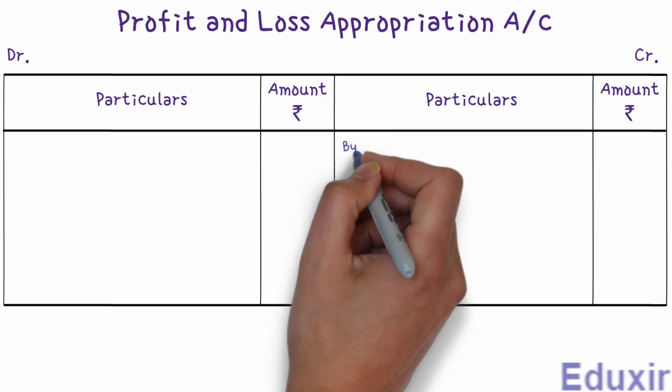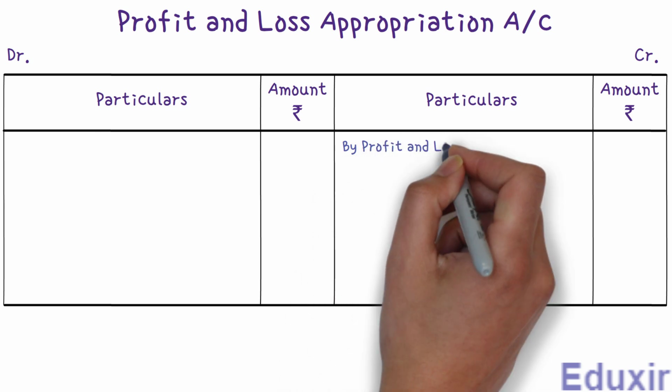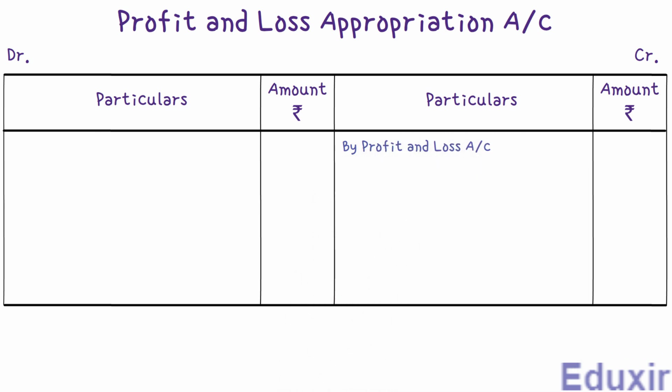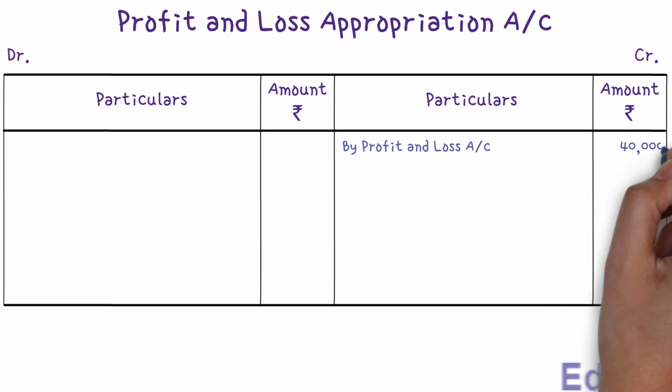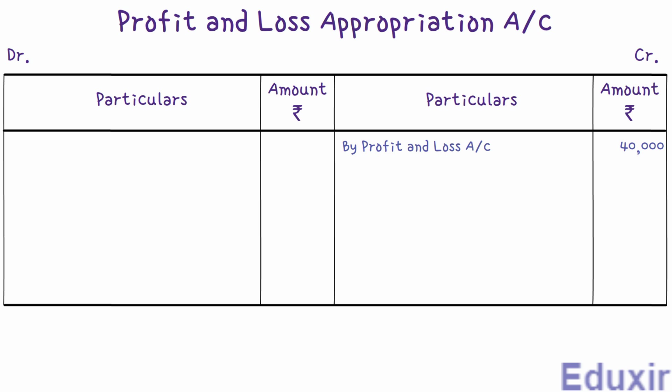Let us then write by profit and loss account into the particulars column on the credit side. This indicates that the net profit is transferred from the profit and loss account to the profit and loss appropriation account. Let us then write the transferred net profit amount of 40,000 rupees into the amount column. With that, we have completed the credit entry related to the transfer of the net profit amount from the profit and loss account into the profit and loss appropriation account.